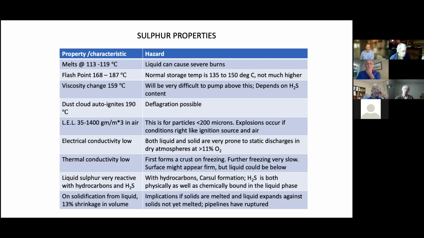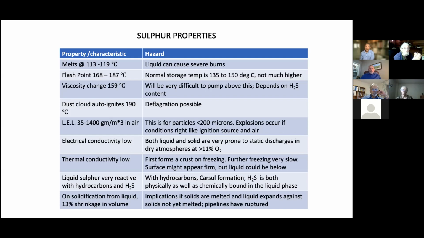Liquid sulfur also is very reactive with hydrocarbons, typically organic hydrocarbons, and also with H2S. With hydrocarbons, you have the formation of a compound called carsul, which is a short form of carbon sulfur. And these are very tenacious compounds. It takes a little while for them to mature, but when they mature, you form a thick, hard mass that will coat heating coils, will collect at the bottoms of pits and tanks, and need to be cleaned out.